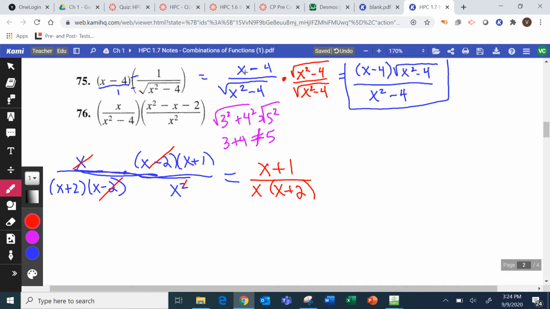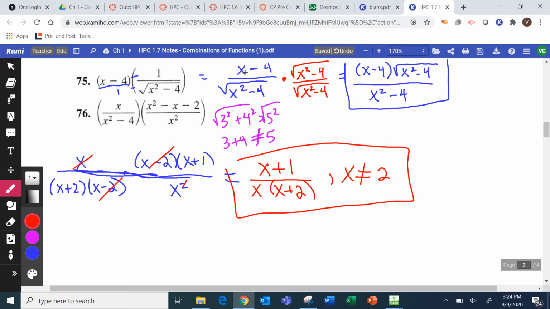And remember, we check for domain restrictions. Let's see, x cannot equal positive 2. So we do have to add that extra domain restriction in there.